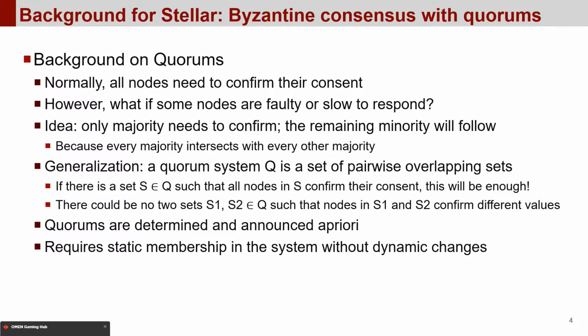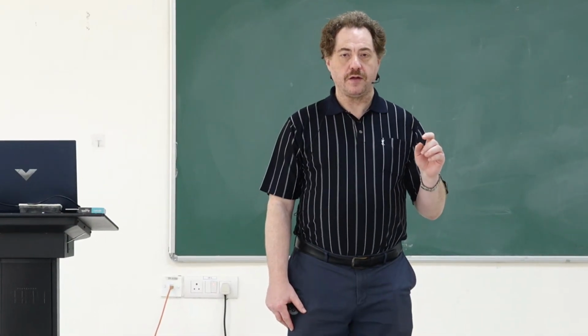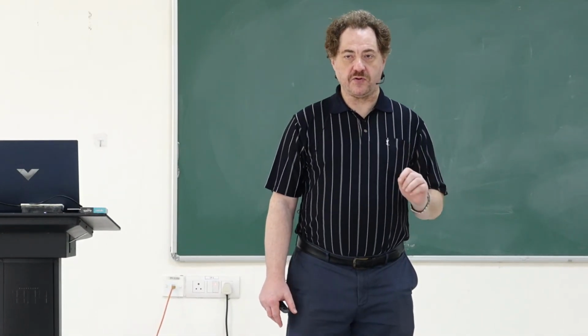Usually, one could say that a quorum is a set of pairwise overlapping sets. So imagine that a quorum would contain 10 different sets. We need a consent from all nodes in one set. But every set among those 10 would be overlapping with every other set within those 10.